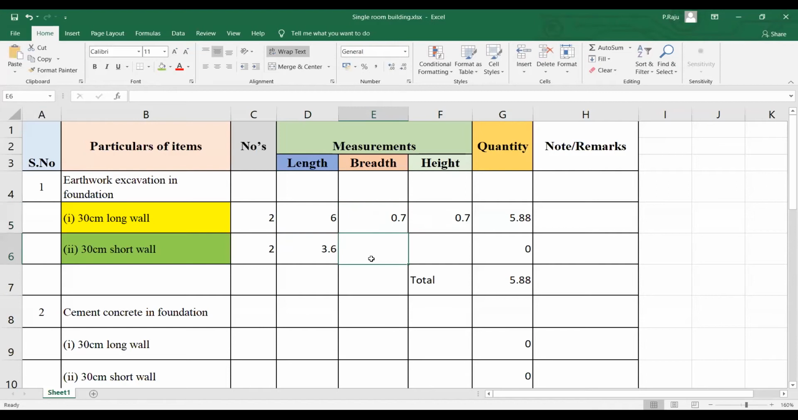That is the quantity. Here the quantity is obtained by multiplying numbers, length, breadth and height, not length, breadth and height alone. The numbers should also be multiplied. Even for the 30 centimeter short wall, the breadth and height of earthwork excavation is one and the same, 0.7 and 0.7. So the total quantity is this. The entire quantity of earthwork excavation required is 9.408 meter cube. So it is in cubic meters.